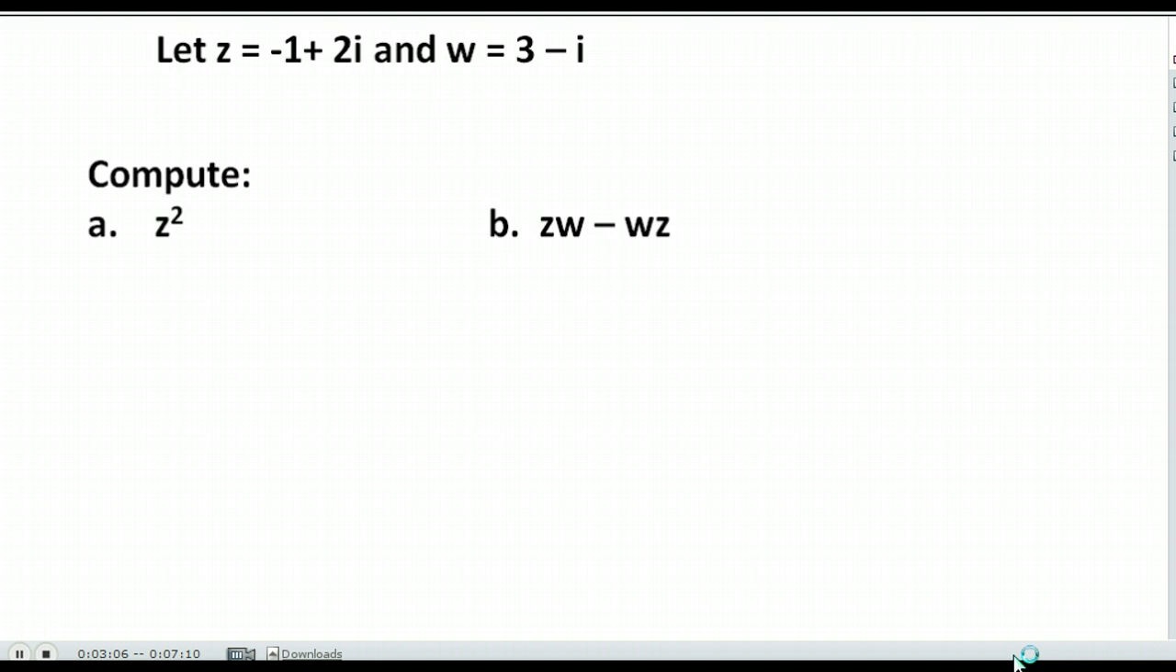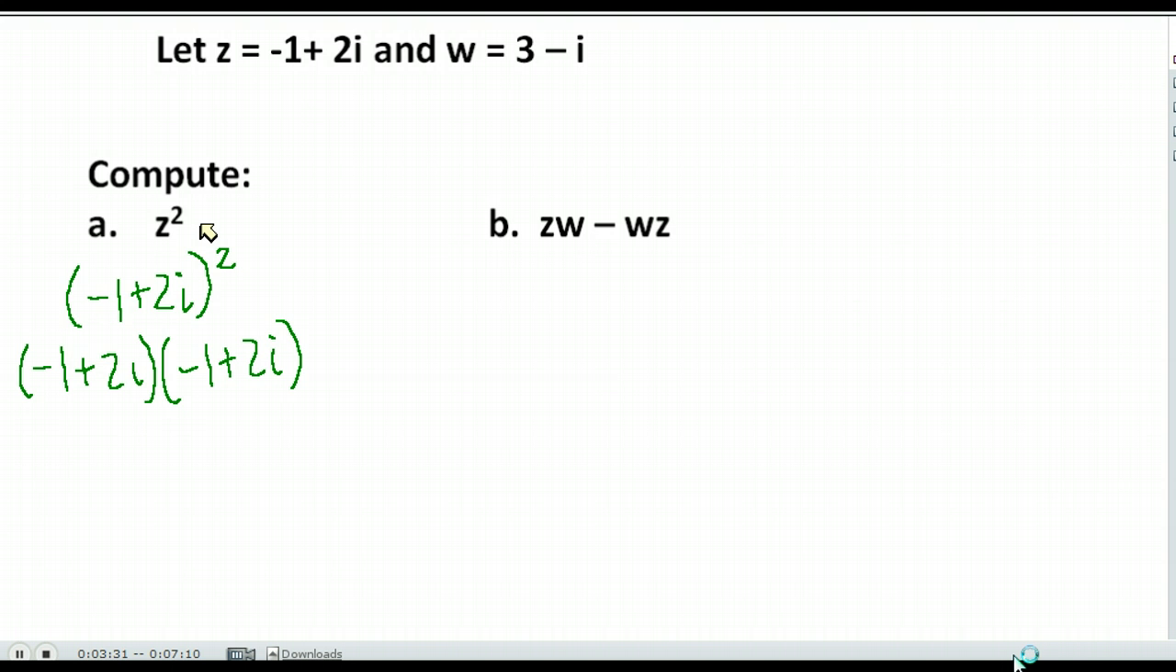Here's a couple more that are a little more complex. You need to be really careful on this one that says z squared. I have a new z and a new w. Remember, please, that squared means times itself and not that you just square each thing inside. Okay, so z is negative 1 plus 2i. Z squared would mean negative 1 plus 2i times itself. Negative 1 plus 2i. And we have to kind of FOIL that out.